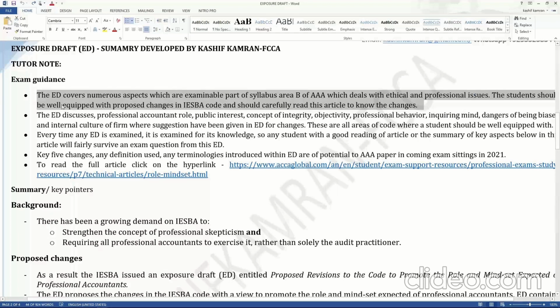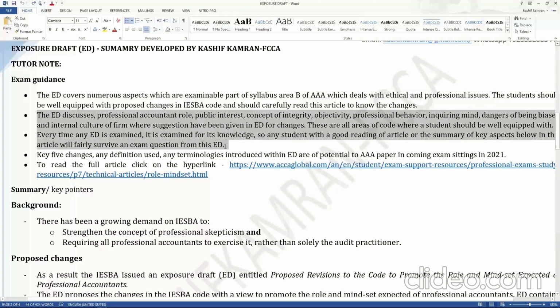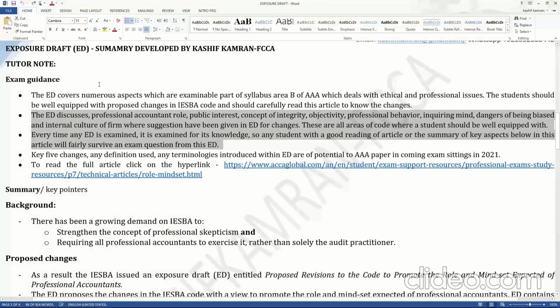The next bullet, I just try to summarize the key message of the exposure draft. This exposure draft is covering numerous aspects relating to the professional accountant role. So that's one thing covered in this article, the role of the professional accountant. Public interest is another area covered. The concept of integrity has also been covered. Objectivity has also been covered. Professional behavior has been covered, and inquiring mind has been covered in the exposure draft.